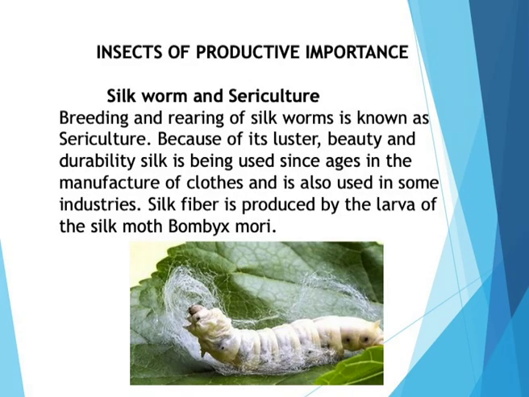Insects of productive importance: silkworm and sericulture. Breeding and rearing of silkworms is known as sericulture. Because of its luster, beauty and durability, silk is being used since ages in the manufacture of clothes and is also used in some industries. Silk fiber is produced by the larva of the silk moth Bombyx mori.